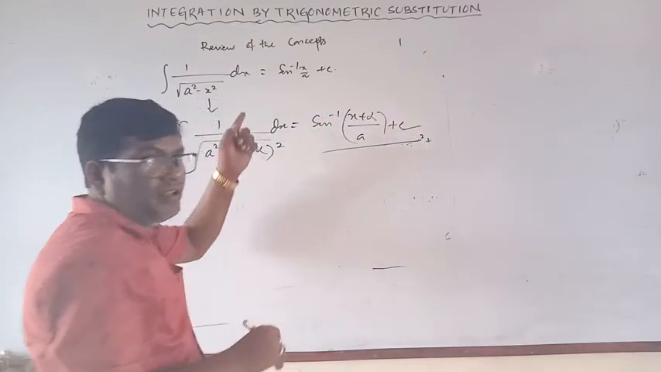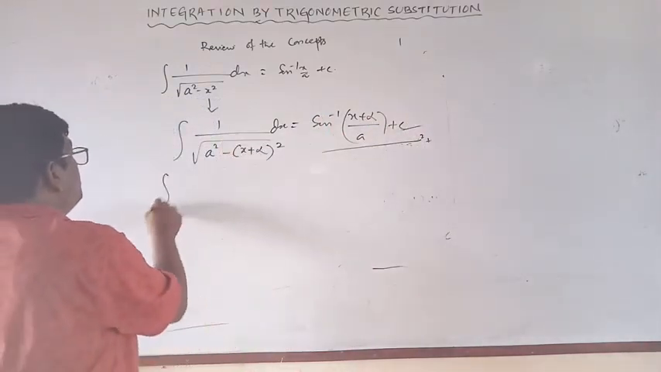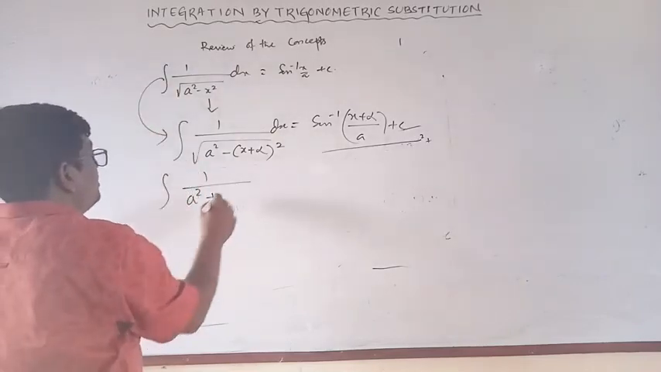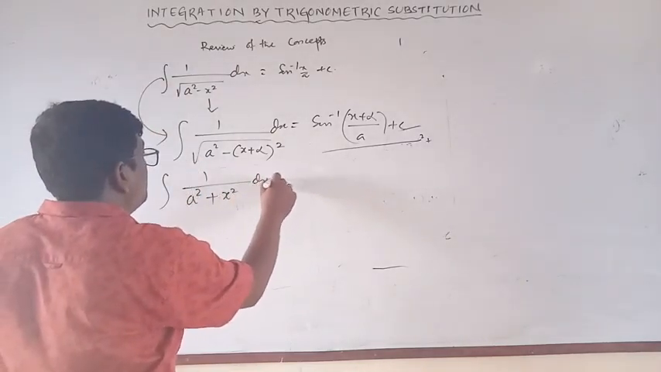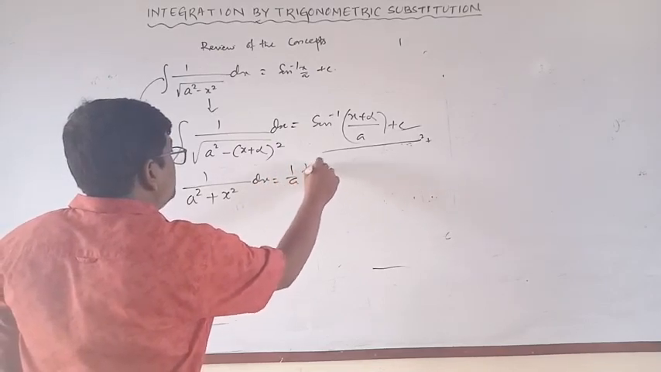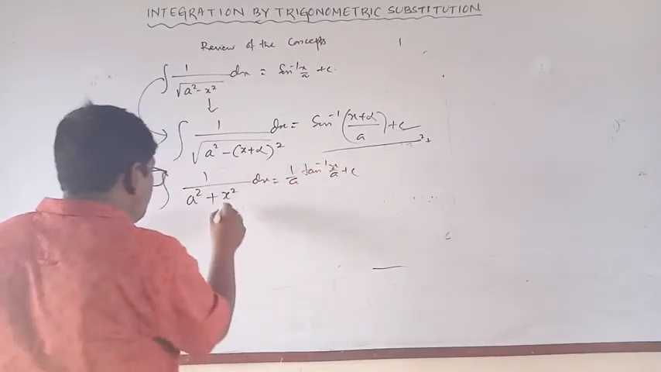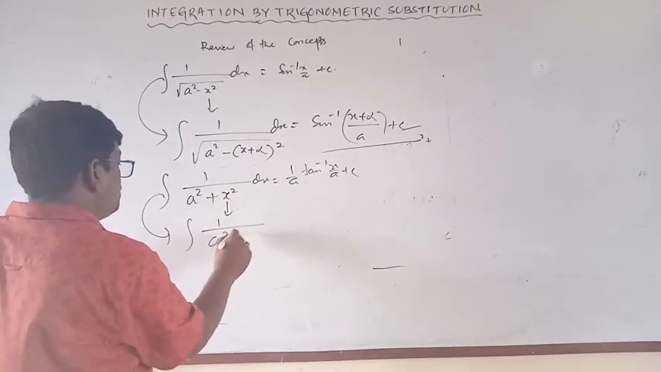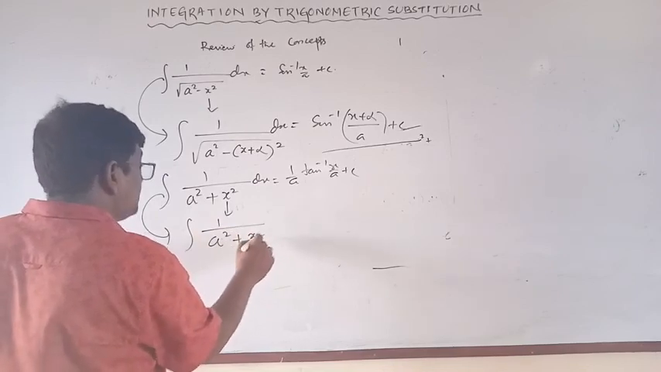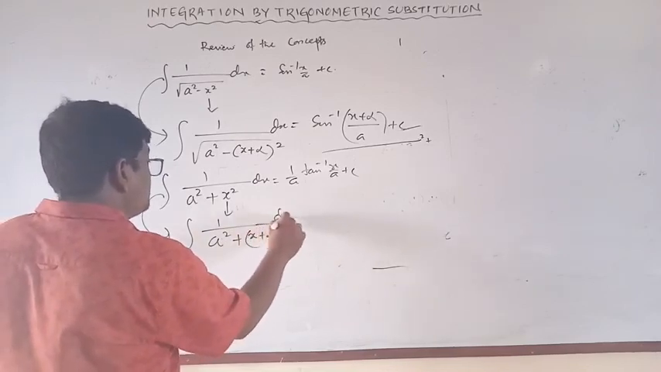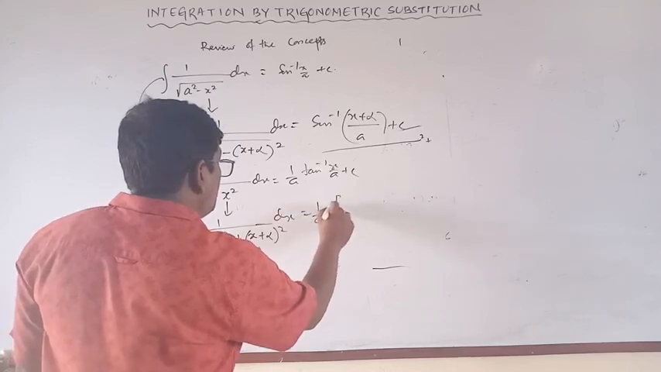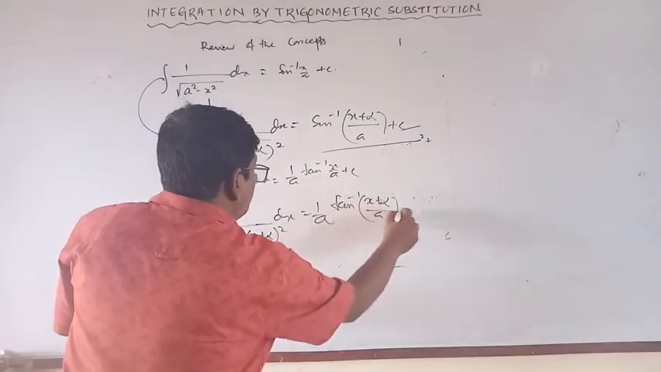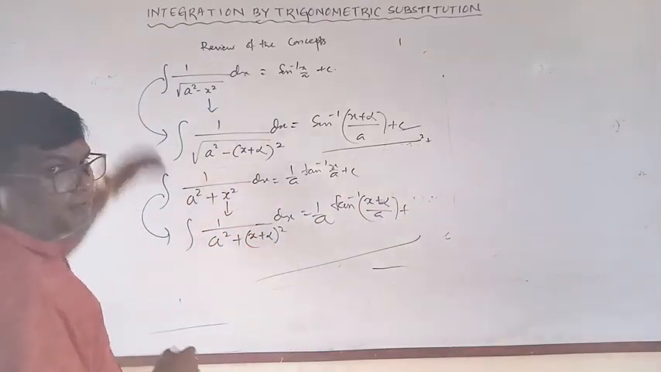Similarly for the other formula. Suppose you are given 1 by a squared plus x squared, dx. It means 1 by a tan inverse x by a. If in place of x it is x plus alpha, the same formula applies: 1 by a into tan inverse of x plus alpha by a, plus c. These are some concepts.